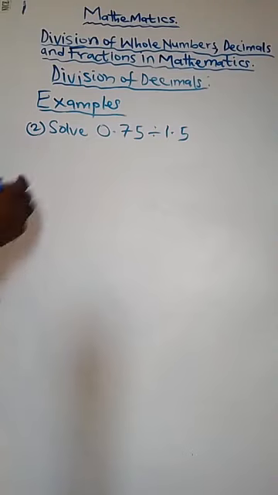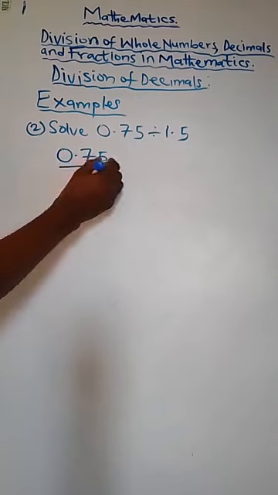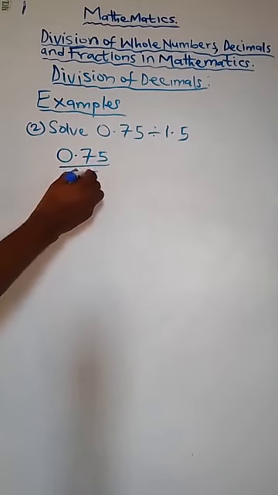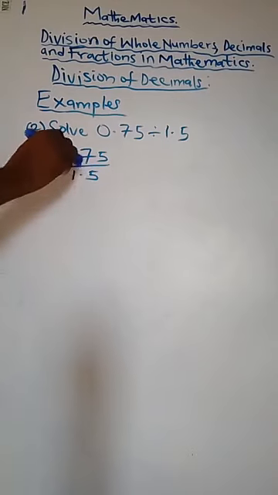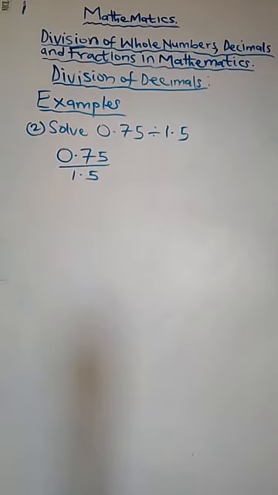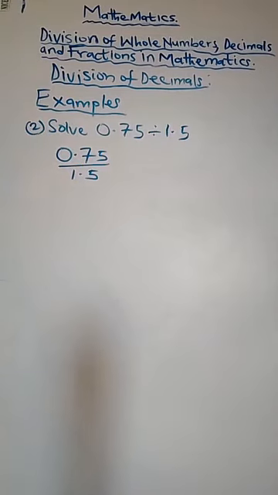Let's write it in the right way so that we'll be able to use the short division method. Now we have 0.75 over 1.5. That means we want to use 1.5 to divide 0.75. How do we do it? The easiest way to do it is still to eliminate this decimal point. But the way we do it under division of two decimals is that we have to go by way of equivalent fraction. What do I mean by equivalent fraction?